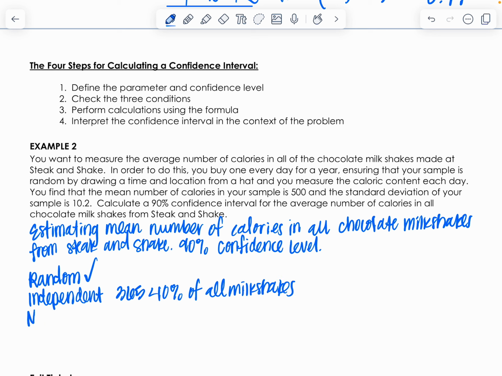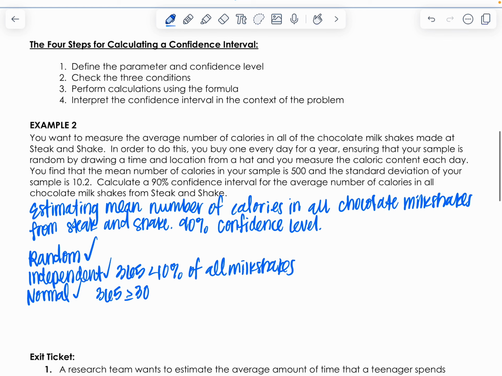And then normal. This one is normal. Remember, t-distribution is basically normal distribution. That's why we require it. And so, yes, it's normal because 365, our n value, is greater than or equal to 30. All right, so now we do our calculations.